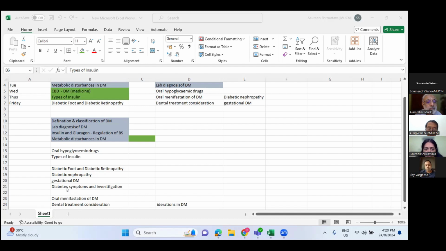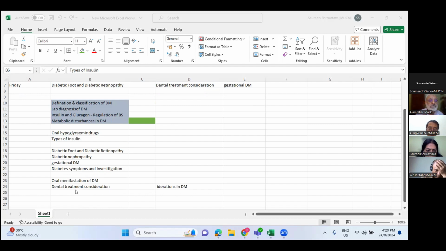So we decided to put it as a case-based session. You can see on Wednesday it is a CBD, because that is clearer; otherwise it was overlapping with the investigations taught by preclinicals. So we thought of putting something different. And then in dentistry, it was oral manifestation of diabetes and dental treatment consideration in a patient with diabetes.